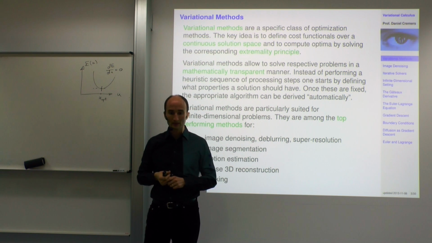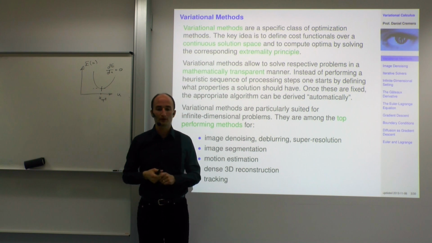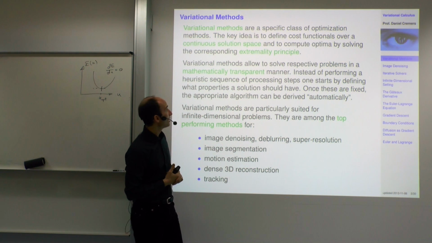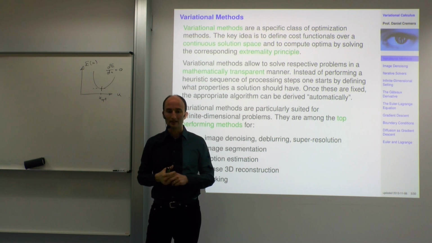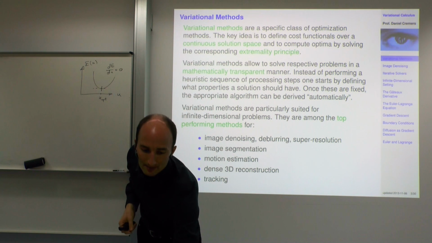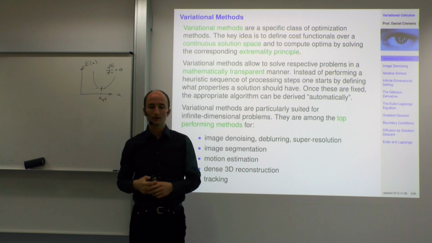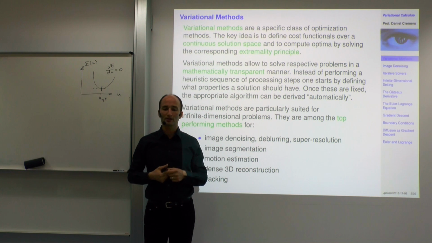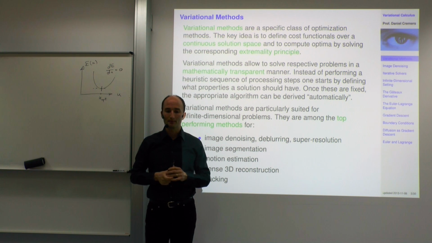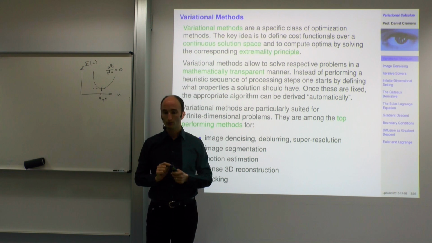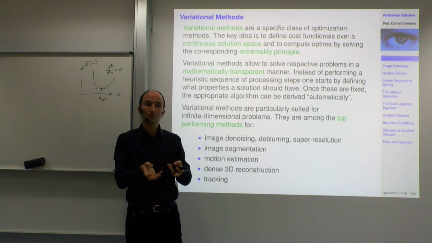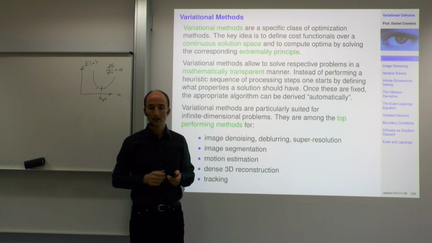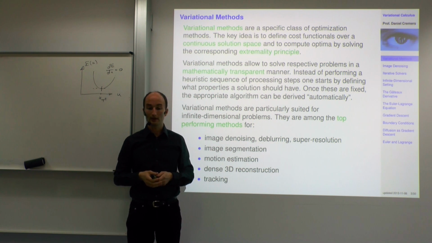It turns out that you can solve a number of computer vision and other types of problems with variational methods, and the advantage, at least compared to what has been done in the past, is that you don't have a heuristic sequence of processing steps, but you actually define beforehand what you want, what properties your solution should have, and you put these properties in the variational principle, and then you can automatically derive an algorithm.